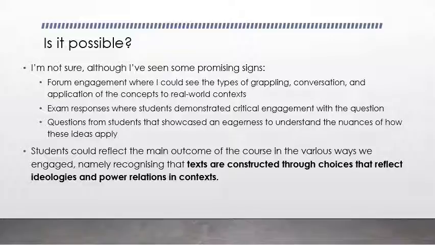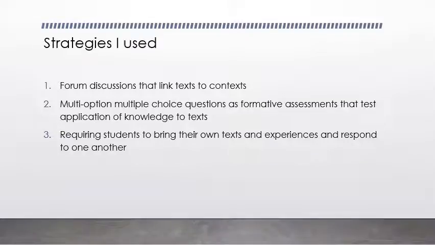Students could reflect the main outcome of the course, which was really encouraging for me, and I could see this in the exams and in the forums, etc. And that is that they recognize that texts are constructed through choices that reflect ideologies and power relations within contexts. So they could show me those types of understanding taking place, and that's why I'm encouraged that some of the approaches that I used, maybe not all of them, were quite effective in this critical literacy framework.